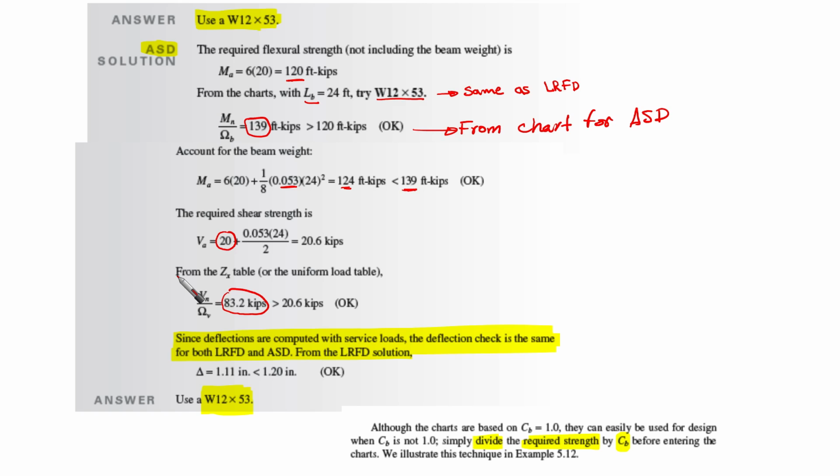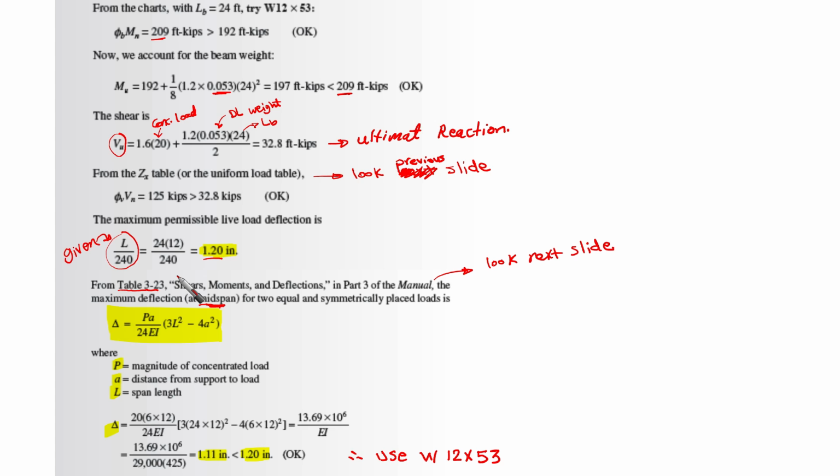Okay, now let's go back. We are going to apply this, and the maximum deflection at midspan, as we said, for 2 equal and symmetrically placed loads is as given in the table. No need for you to memorize this. It is given in the table. Know only how to bring it from the table.